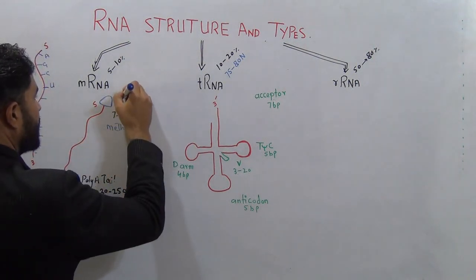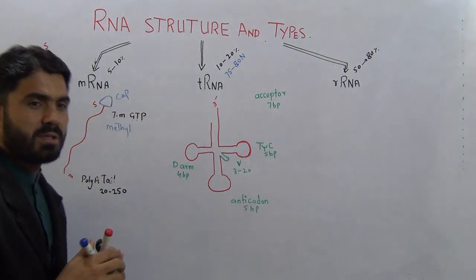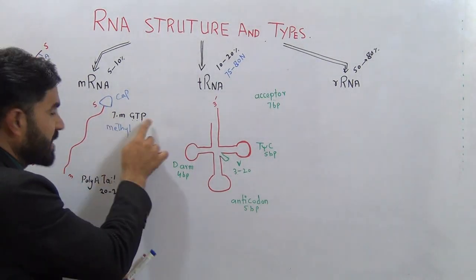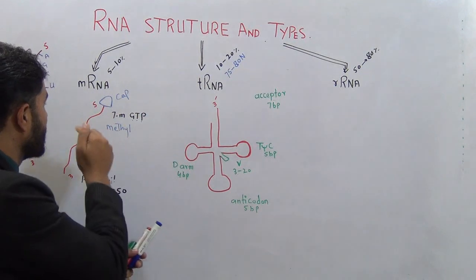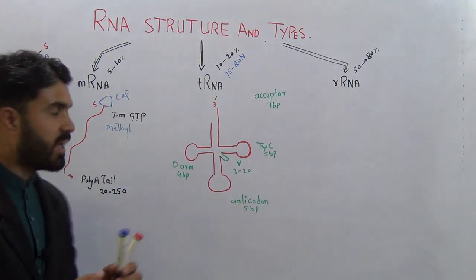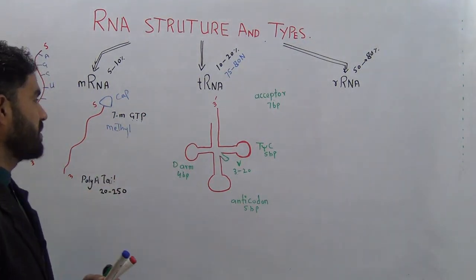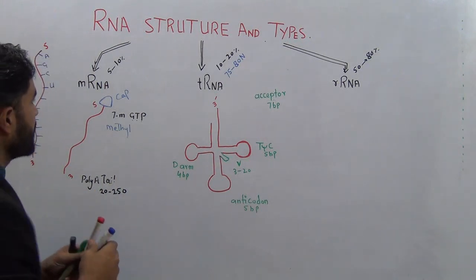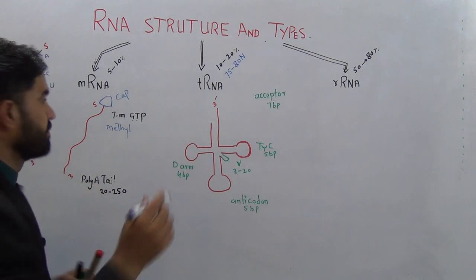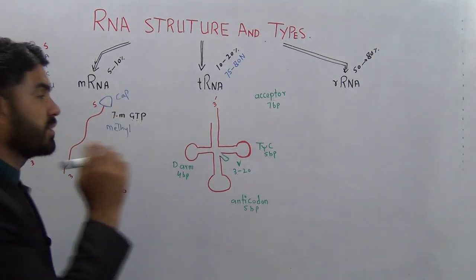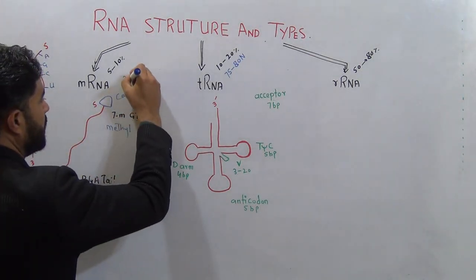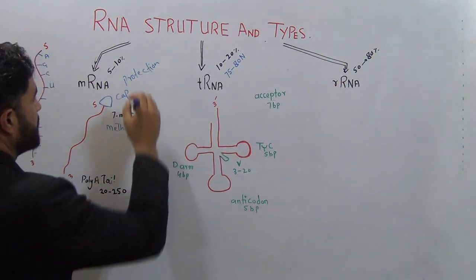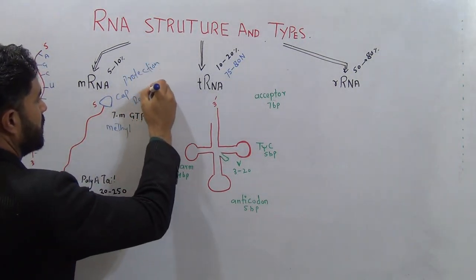You can call it the cap, and some students consider it the real cap. It is not the real cap. It is actually that compound which is added to the 5' of the messenger RNA. Now it is called 7-methyl guanosine triphosphate. What is the function of this 7-methyl guanosine triphosphate? The function is protection and recognition. You can write here, one is protection, and second one is recognition.